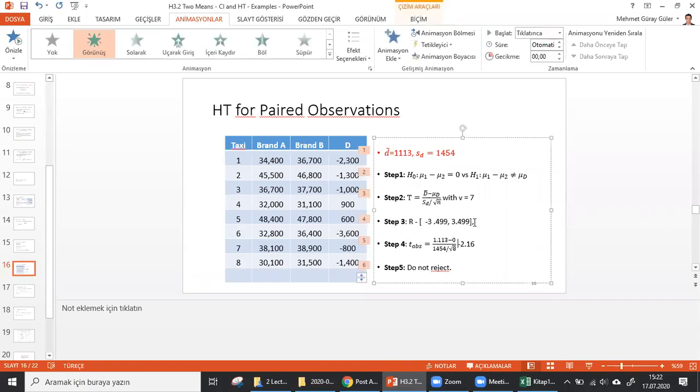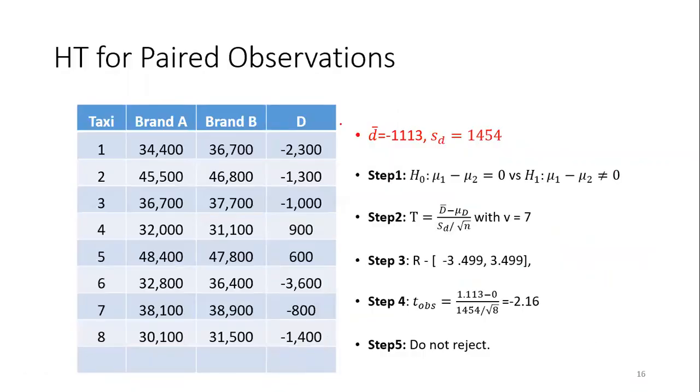Just give me a second. So this is equal to, okay, and let me just change this. This is 0, and so here I have a minus there. So it turns out that this is minus 2.16, this is T observed. Just check whether T observed is in this interval. Well, is it here? No. So we don't reject the hypothesis.